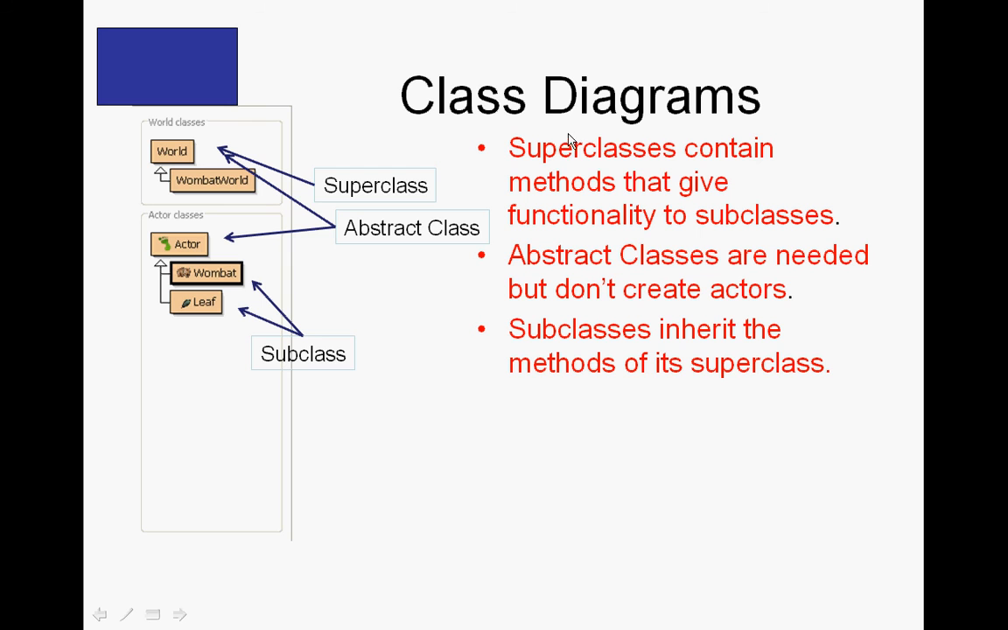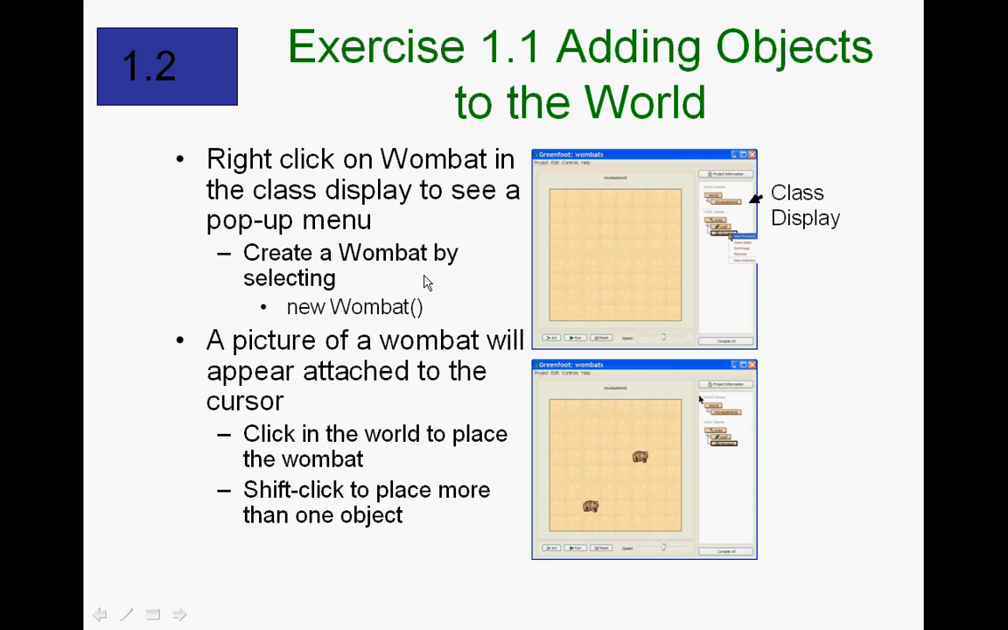All right, so here's some things you need to write down. A superclass contains methods that give functionality to a subclass. Okay, so this is a superclass, this is a subclass, this is a subclass. So there's blueprints on actors that gives, like, okay, here's how you make an actor, there's instructions on how to make that, and then this is even more specific, on the wombat and the leaf. So these are subclasses, and it says right here, subclasses inherit the methods of its superclasses. So basically what that means is, this guy right here can do everything that this guy can do. This guy right here can do everything this guy can do, okay? Write those notes down.